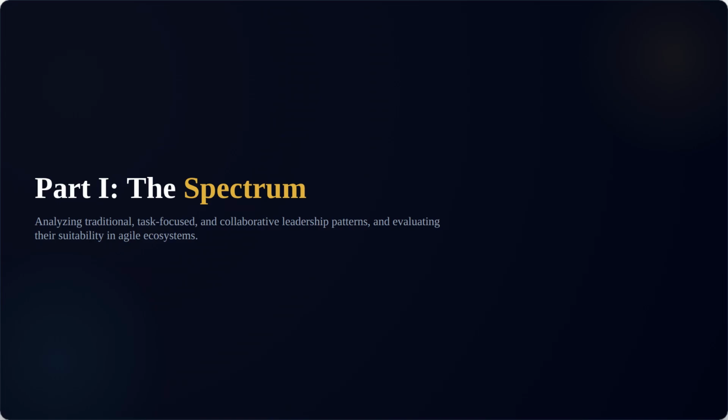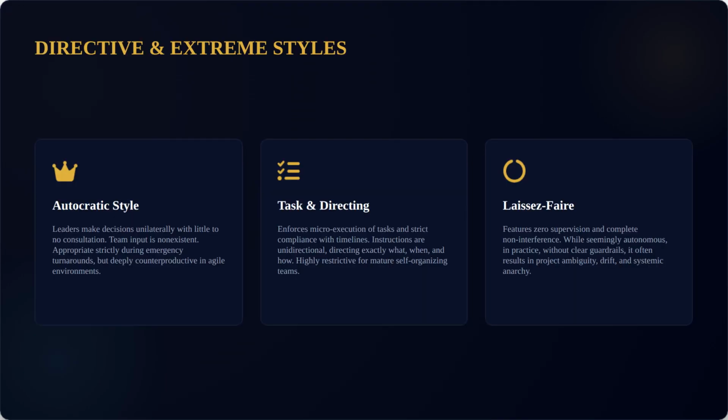The spectrum of leadership in any organization. Leadership styles vary depending on the situation, the complexity of the project, and the maturity of the team. Let's look at the traditional and directive styles first. On screen, you can see three classic rigid leadership styles.